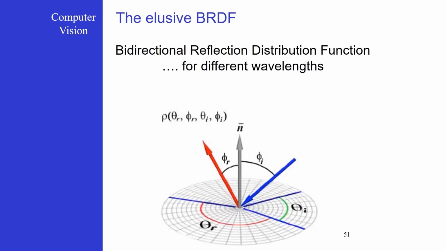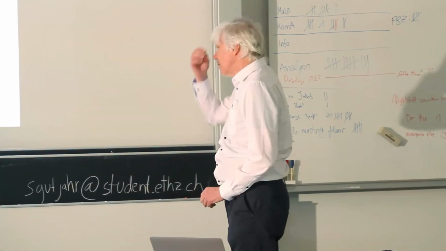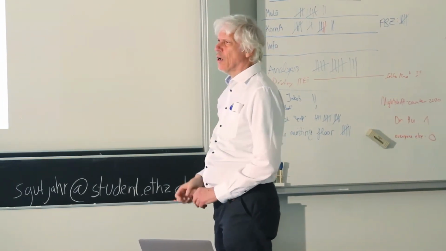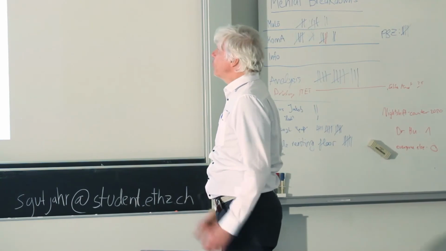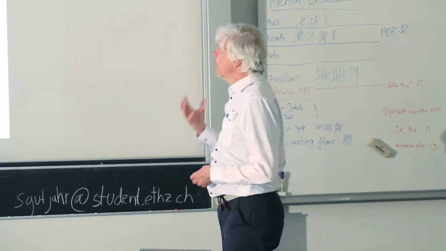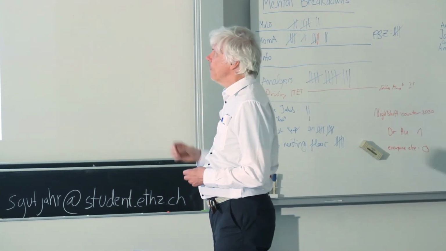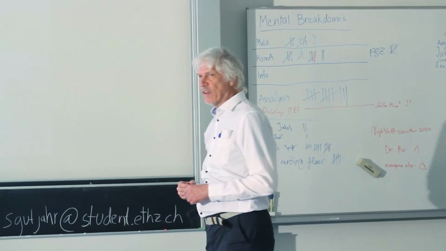That we won't discuss. One final word maybe about reflection here, because that is the holy grail where people are now also working towards to get. It's called the BRDF, the bidirectional reflection distribution function, and this for different wavelengths. So what is the problem here?